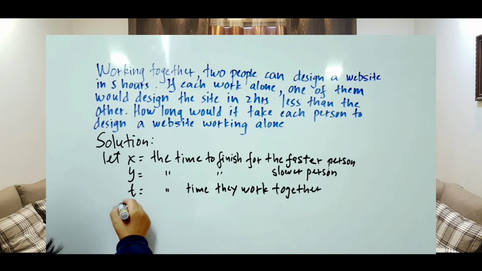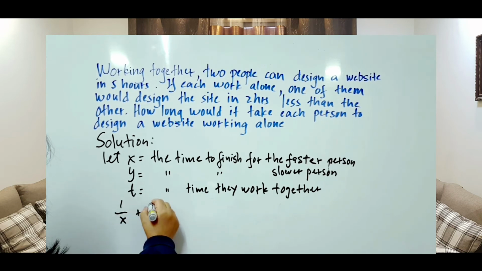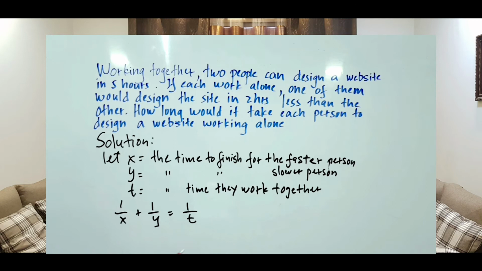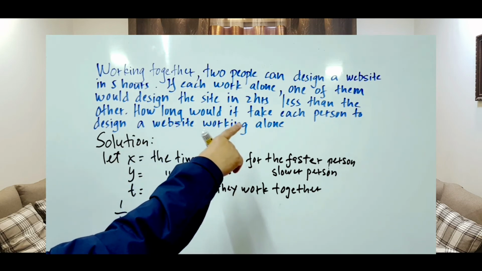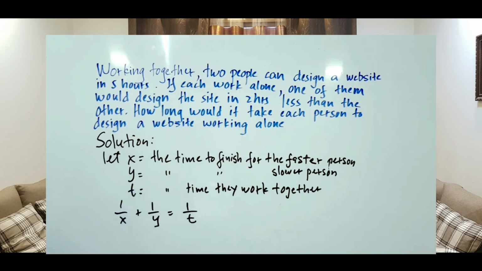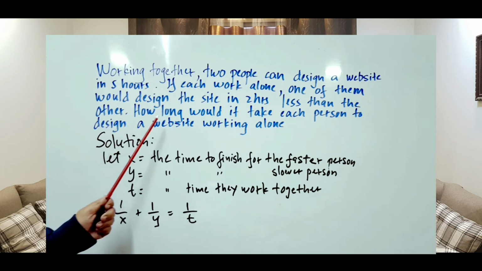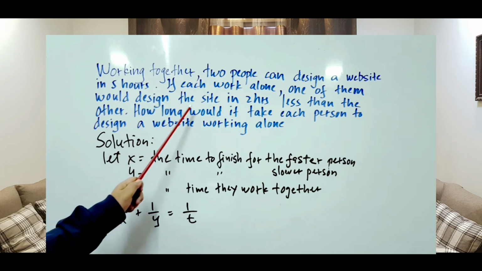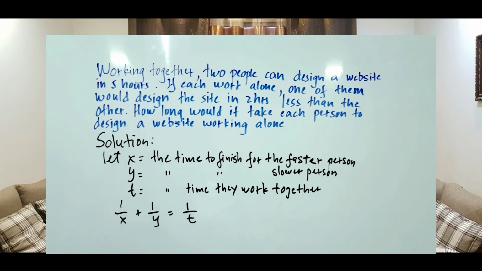Therefore, using the formula of 1 over x plus 1 over y is equal to 1 over the total time they work together. This is individual. The person plus the second person is equal to the total. Therefore, the total time they work together is 5 hours. And if each work alone, one of them would design the site in 2 hours. So here, we let the X, which is the faster person. So if he designs alone, he can make it in 2 hours less than the other.